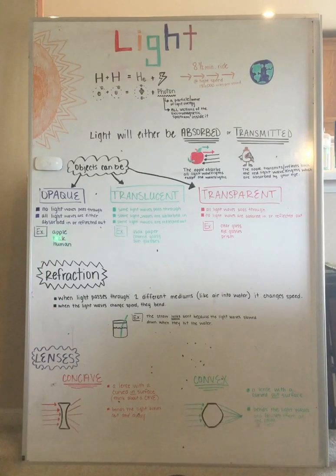This would be a rock. Light doesn't pass through a rock. And another example would be a human. Light doesn't pass through us.